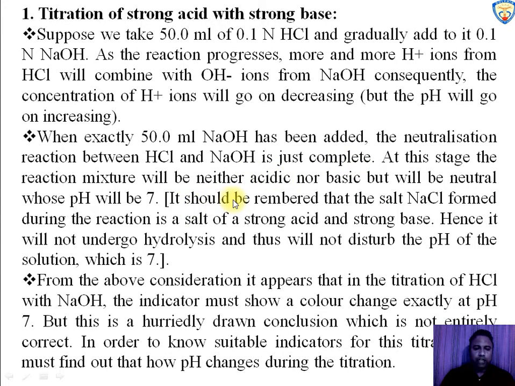At this point, neither HCl nor NaOH is present in the reaction mixture, so the mixture will be neutral and pH will be 7. NaCl will be formed from the reaction, which is highly stable and will not undergo hydrolysis, so pH remains 7 at this stage. So from the above reaction, the equivalence point is reached at pH 7, so the indicator will change its color at this pH, that is pH 7, but we cannot conclude which indicator is suitable for this reaction. So in order to know the suitable indicator, we must find out how pH changes during the titration.